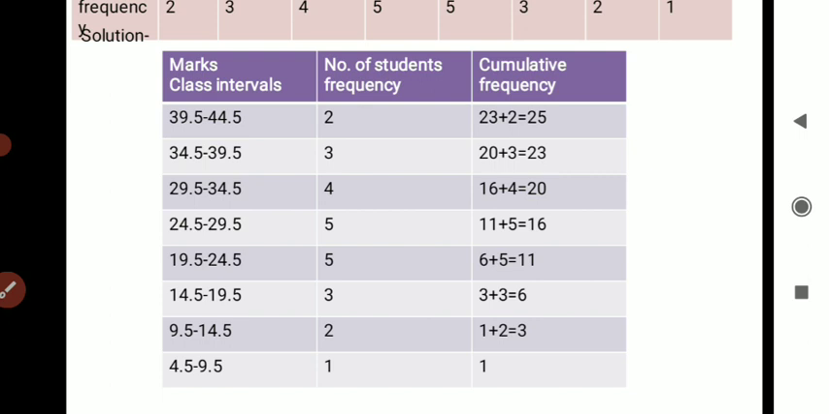So first you have to start from the lowest class. 1, and the next class interval has frequency 2, so 1 plus 2 is 3, then 3 plus 3 is 6, 6 plus 5 is 11, 11 plus 5 is 16, 16 plus 4 is 20, 20 plus 3 is 23, and 23 plus 2 is 25. So we find that the total number of observations is 25.